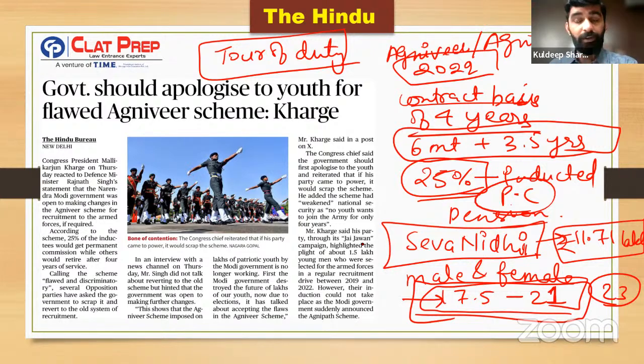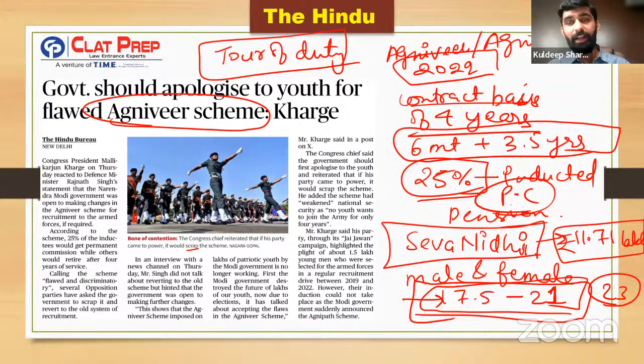So what is this news about? Congress MP Mallikarjun Kharge, who is the Congress president also, has said that the government should apologize to youth for the flawed Agniveer scheme. That the Agniveer scheme was brought up in haste and it wasn't properly designed, and because of this, the promises which have been made to the youth have not been fulfilled properly.